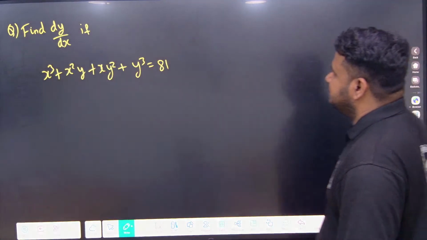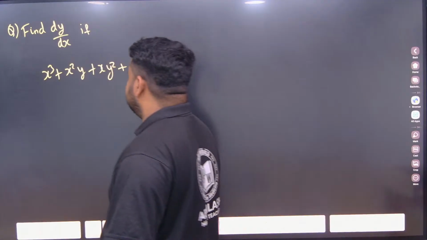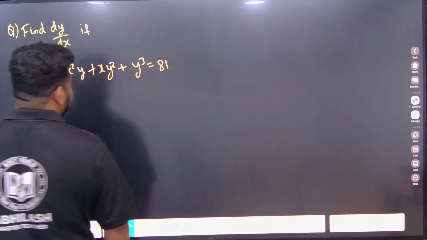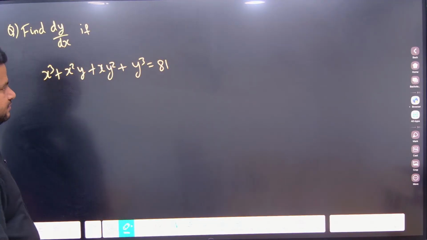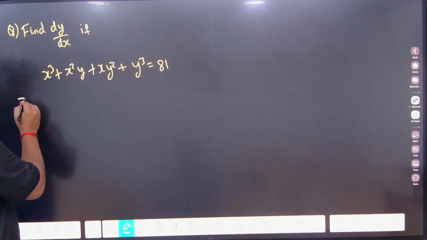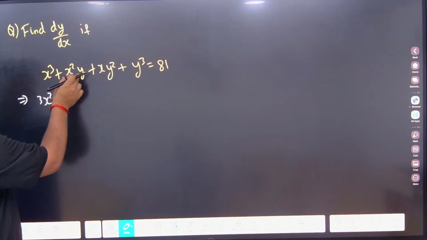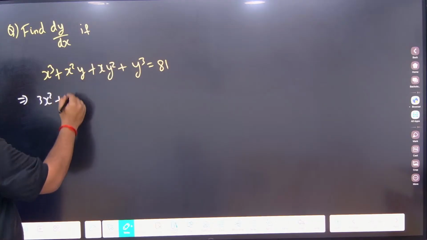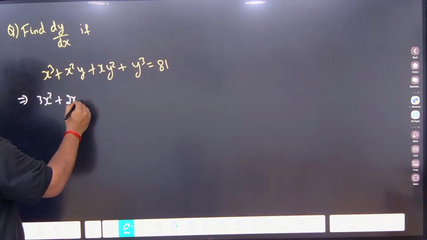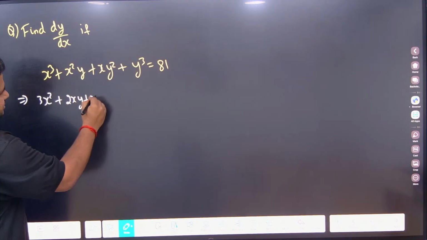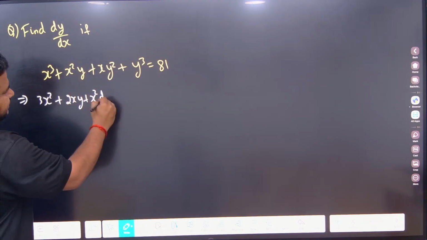So let us see some more questions. Here they have given: find dy by dx if x cube plus x square y plus xy square plus y cube is equal to 81. Let us differentiate this. X cube means it will become 3x square. X square y means you have to apply the product rule. So plus 2x into y plus x square into derivative of y, which is dy by dx.